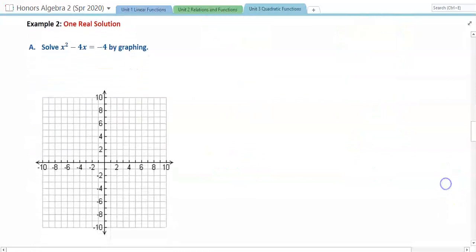And so let's look at this graph here. We've got x squared minus 4x is equal to negative 4, and we're going to solve this by graphing. Now, if we're going to solve this by graphing, one thing we do have to know is that it has to be set equal to 0 to solve by graphing.